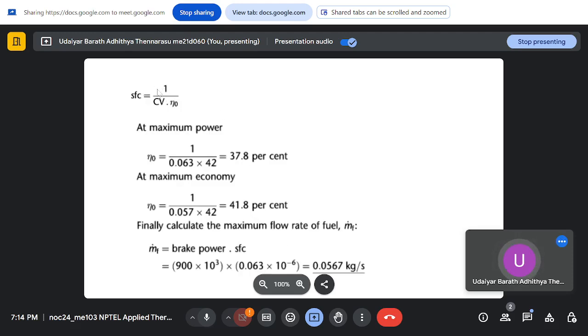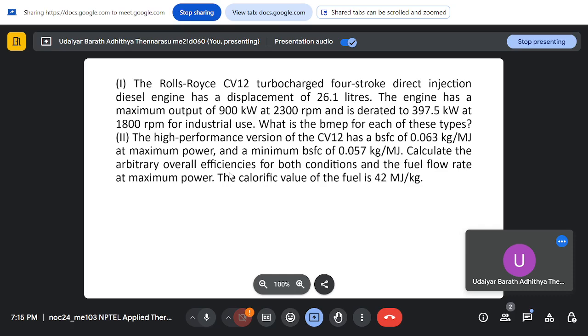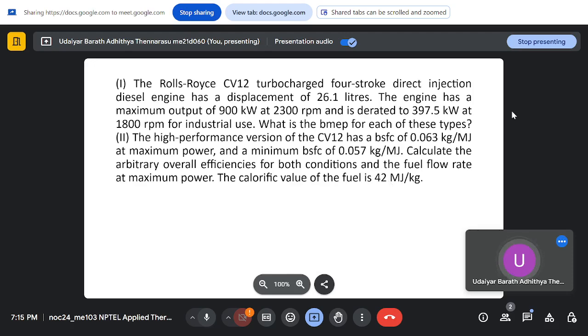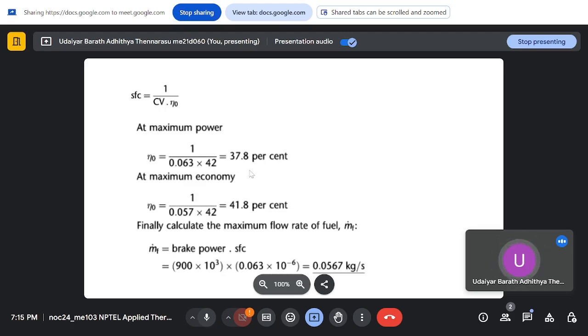Specific fuel consumption for this case will be 1 by calorific value into the overall efficiency. So at maximum power, your overall efficiency is 1 by 0.063 into 42, where the calorific value is given as 42. For the second case, what is given is your brake specific fuel consumption is 0.063 kg at the maximum power, and the minimum is 0.057. With this we can calculate the overall efficiency.